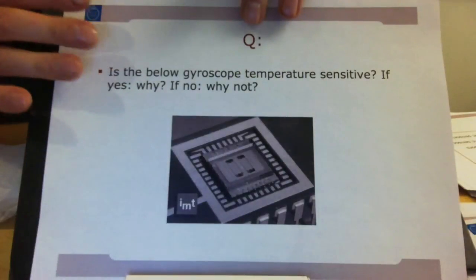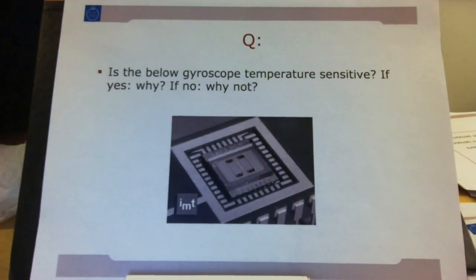So before we stop the magnetic actuator part of the lecture, a little quiz. The gyroscope that we've been talking about, is this temperature sensitive? Yes or no? And why is it temperature sensitive? And if not, why not?